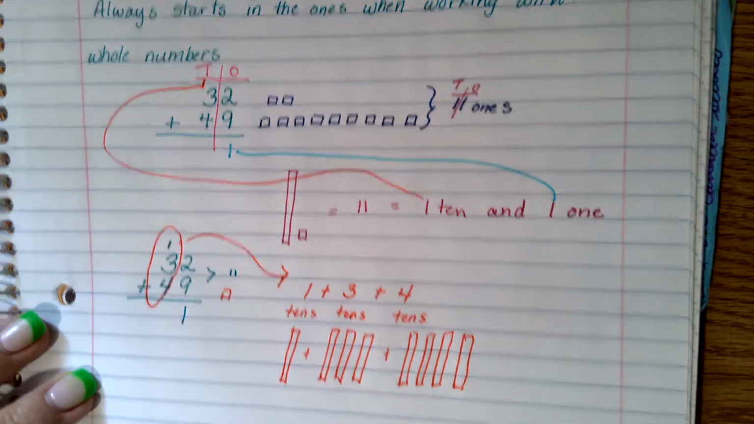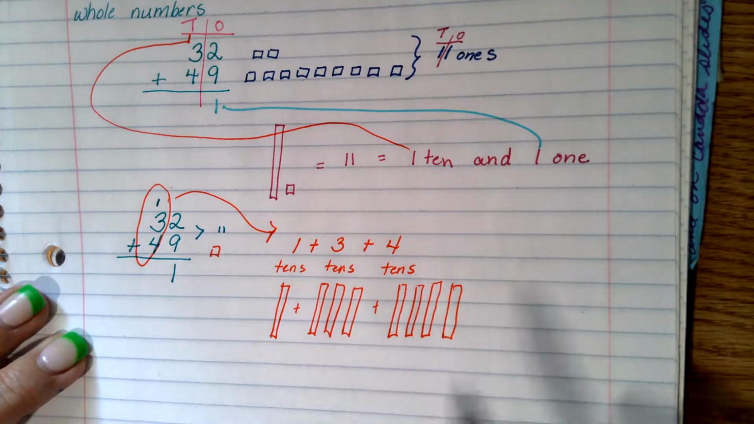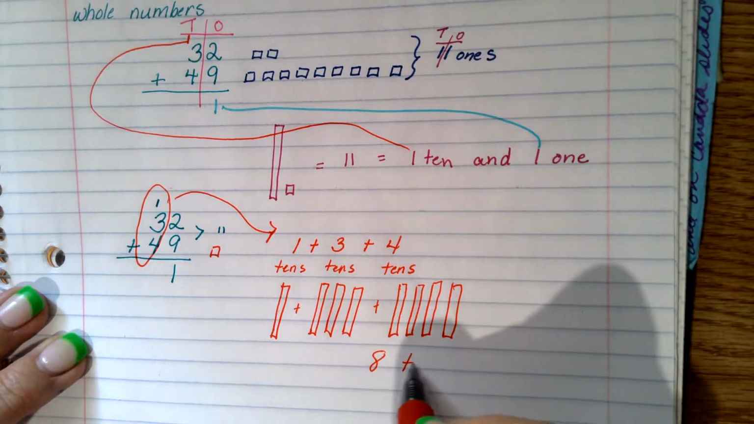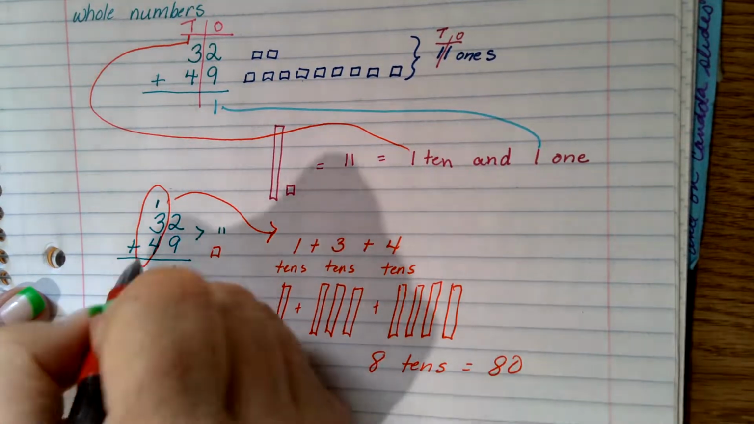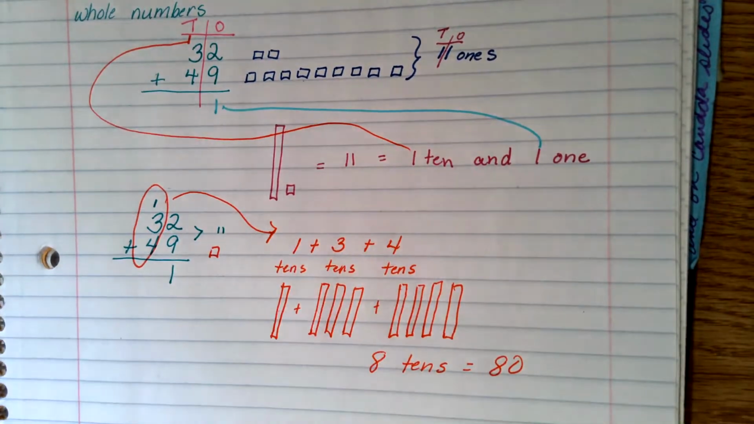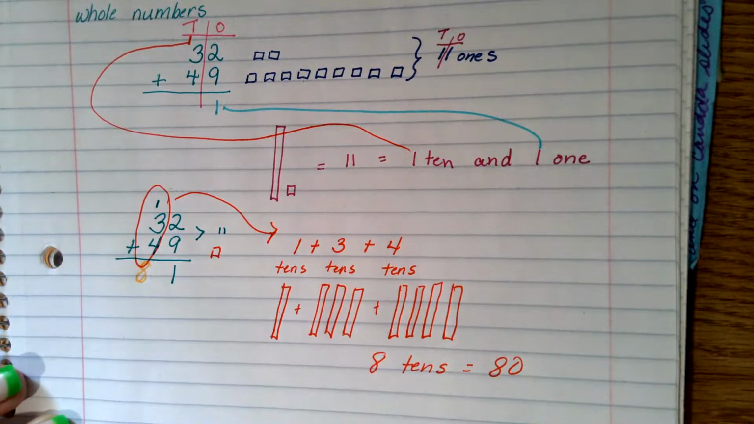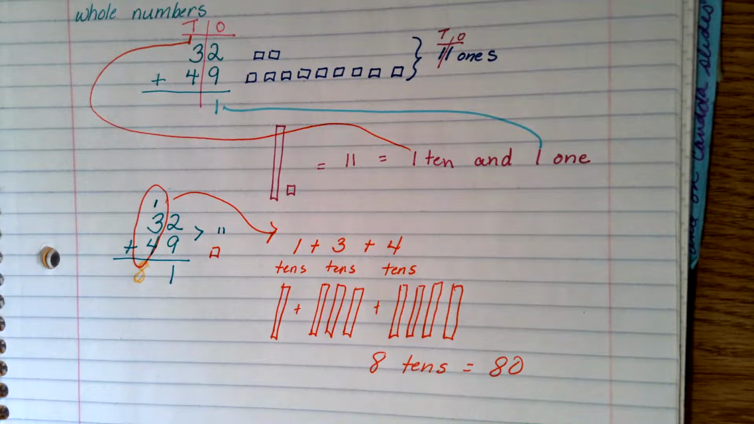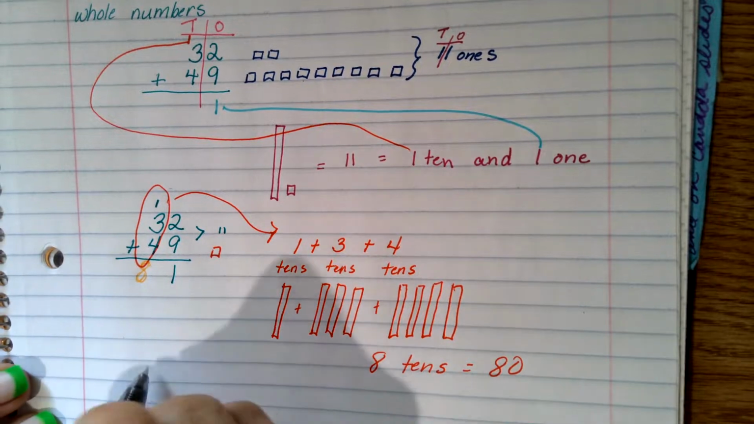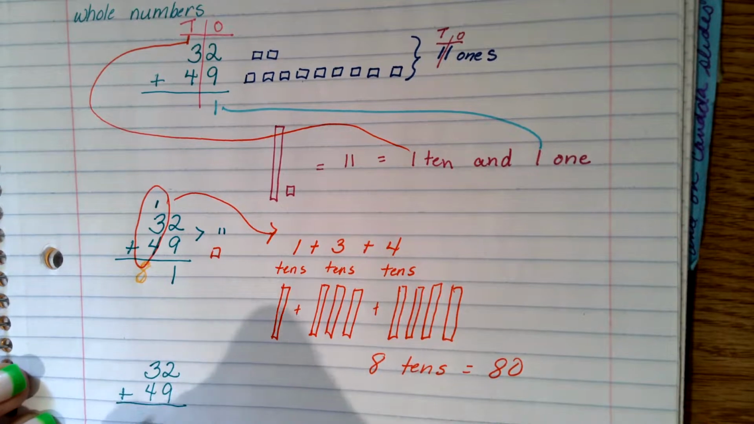If we add them all together, I can literally just count the tens. 1, 2, 3, 4, 5, 6, 7, 8 tens equals 80. 8 tens written over here is just that, 8 in the tens place. So 32 plus 49 equals 81.